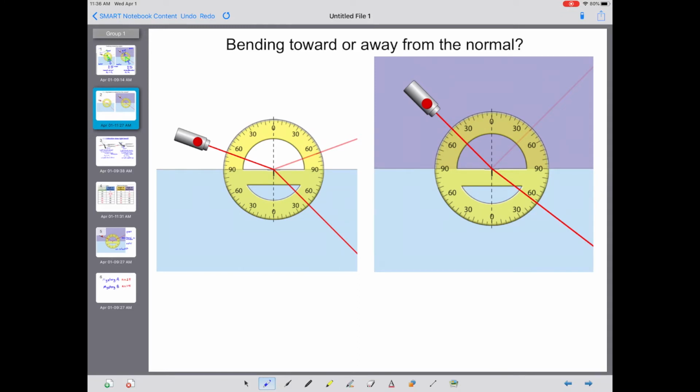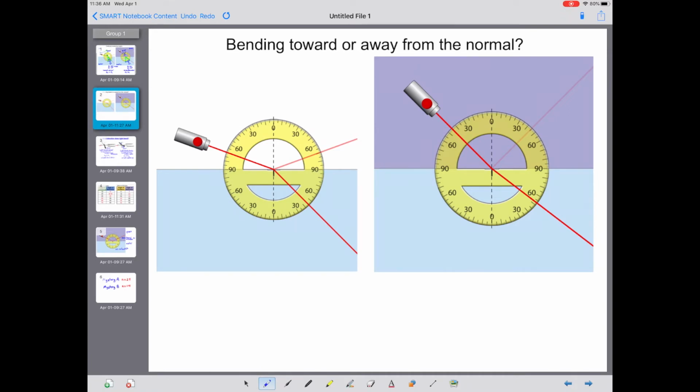Now, I did send out an email to specific people who needed additional clarifications, but what I'm going to go through here in the next couple minutes is just some overall clarifications on questions that several people had. And the first thing was bending toward or away from the normal, exactly what that meant. Well, I've captured two different angles, two different refractions that are taking place here.